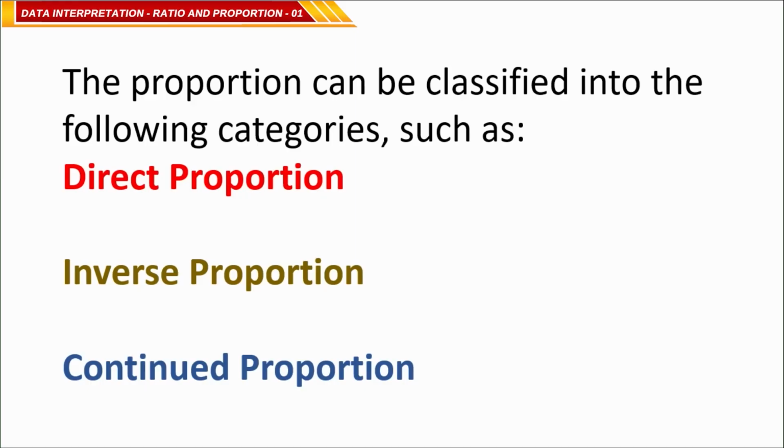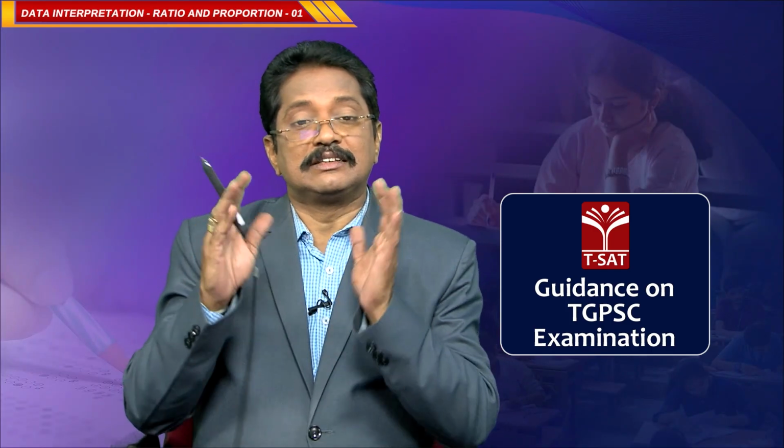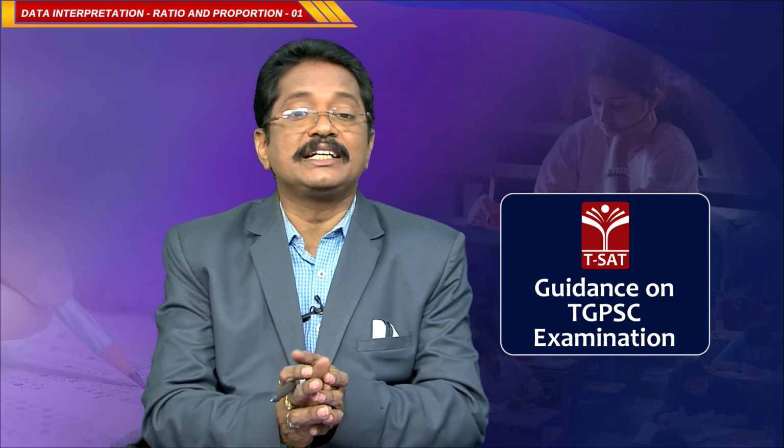Okay. Now, the proportions can be classified into three categories actually. One is called direct proportion, second one is called inverse proportion, third one is continued proportion. Just now we are saying direct proportion. If there are two quantities, if one quantity increases, the other quantity also increases, or one quantity decreases, the other quantity also decreases, they are said to be in direct proportion.